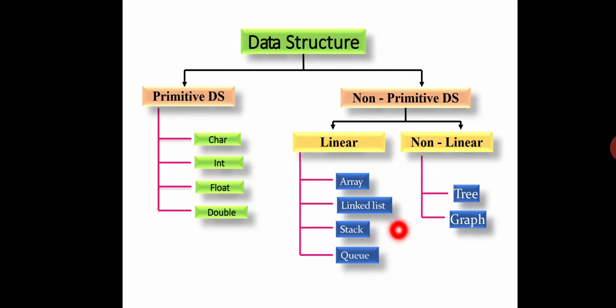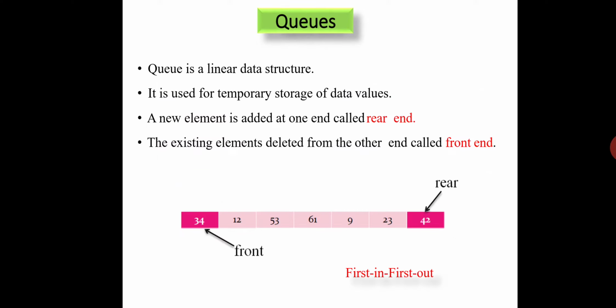Non-linear data structure means it does not depend on logically adjacent elements. Tree and graphs are non-linear data structures. But in this video we will try to explain what a queue is, how to represent it, and what the working mechanism of queue is. The working mechanism of queue is first in first out.